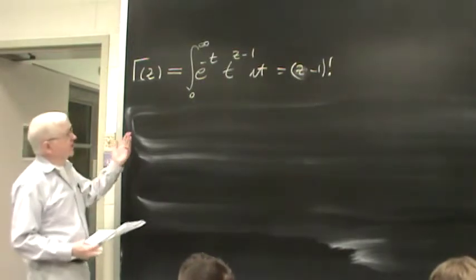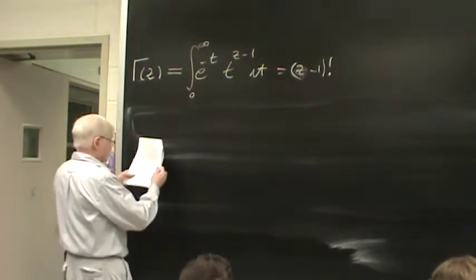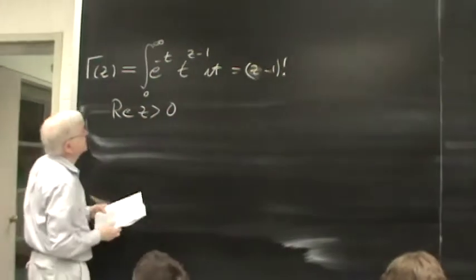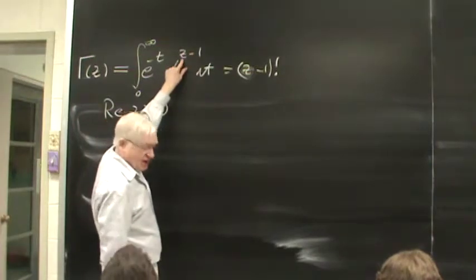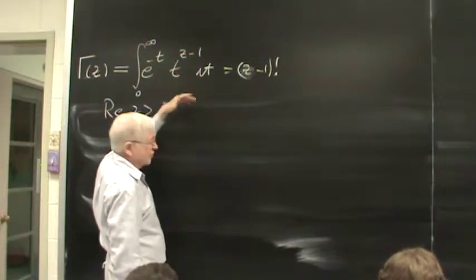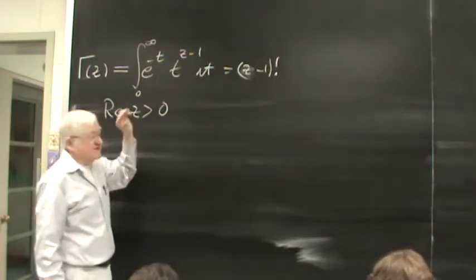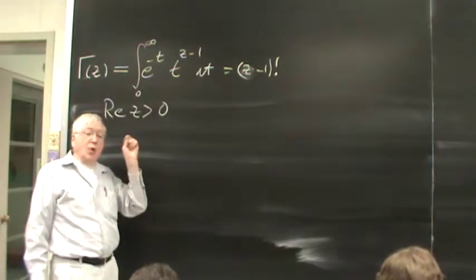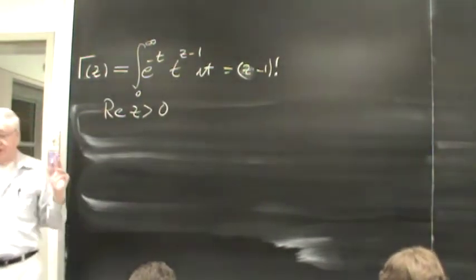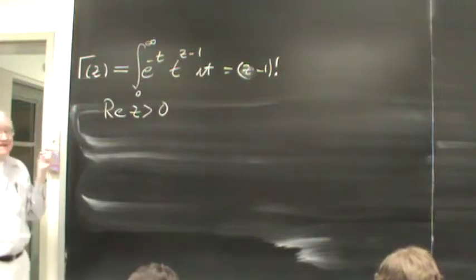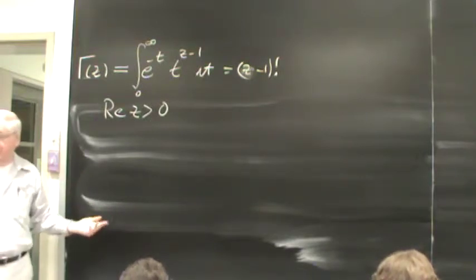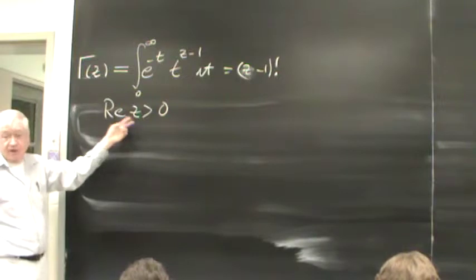Now, if we look at this integral, the integral converges only for real part of z greater than 0. When the real part of z is greater than 0, we might have 1 over t to the maybe 0.9. And 1 over t to the 0.9 dt, that's an integral you can do, it's finite. But dt over t integrates to the log, and log of 0 is minus infinity. So that's why real part of z equals 0 is a problem.